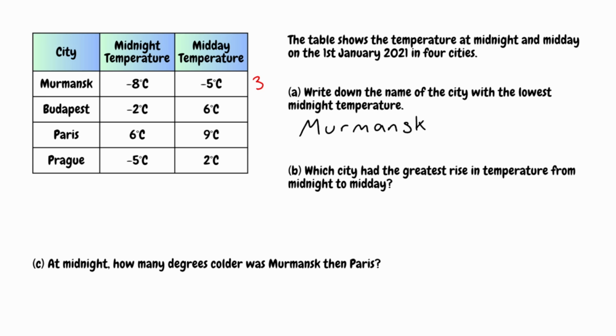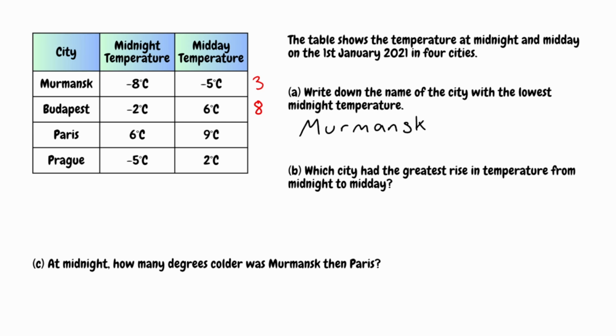Now for Budapest, at midnight it was -2, and in midday it was 6. So again, visualizing that on a number line, from -2 to 0 is an increase of 2 degrees. We're then increasing by another 6 degrees. So in total, that'd be an increase of 8 degrees.